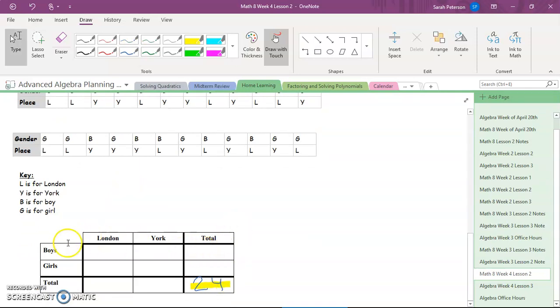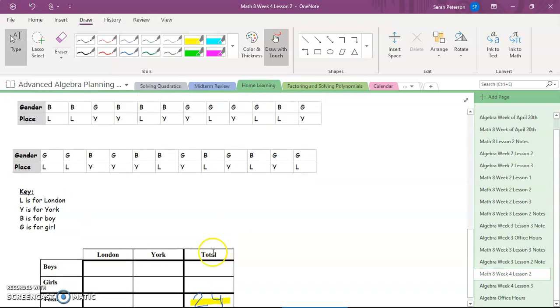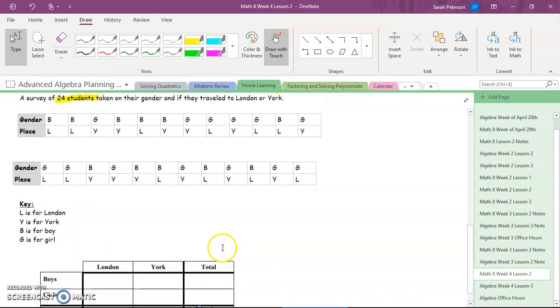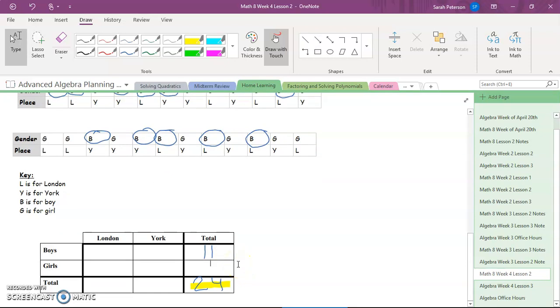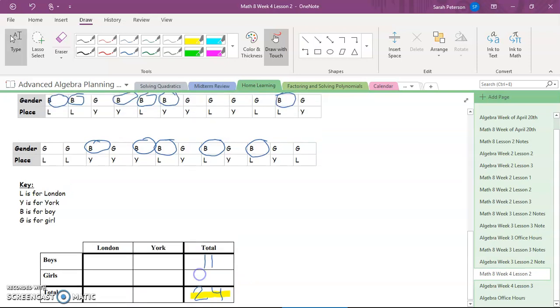So now I'm going to look at the total number of boys. I'm just going to start with boys. You can start with London or York, but I'm going to start with boys. So I'm going to look at all the B's I have here. So 1, 2, 3, 4, 5, 6, 7, 8, 9, 10, 11. So 11 boys total. So in my table, I can put 11 where the boys are. So if I know there's 24 students total and 11 of them are boys, then 13 of them must be girls. So I can fill in 13. Or you could count up how many girls there are.